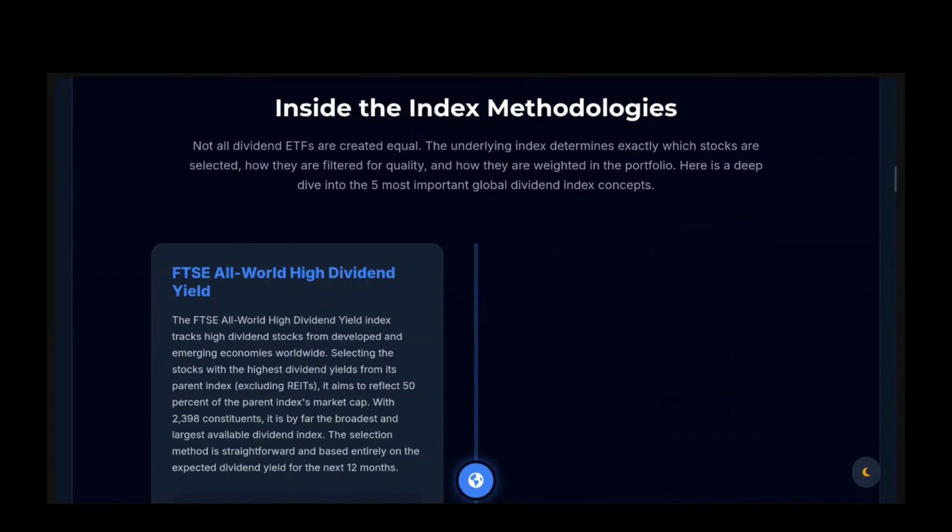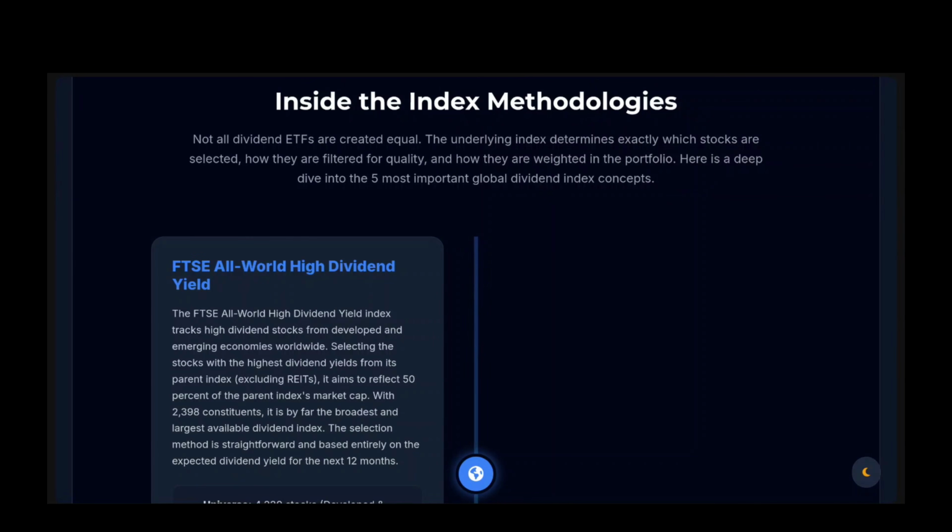If we start to talk about the methodologies and the indexes now. Not all dividend ETFs are created equal. The underlying index determines exactly which stocks are selected, how they're filtered for quality, and how they're weighted in the portfolio. So we're going to take a deep dive into the 5 most important global dividend index concepts. I will briefly cover the others. As I said, there are 17. If I was to go into the same depth for all of them, it would be a very long video.